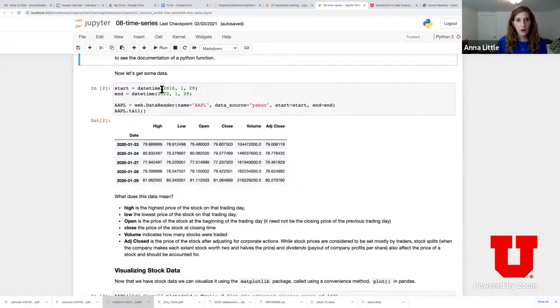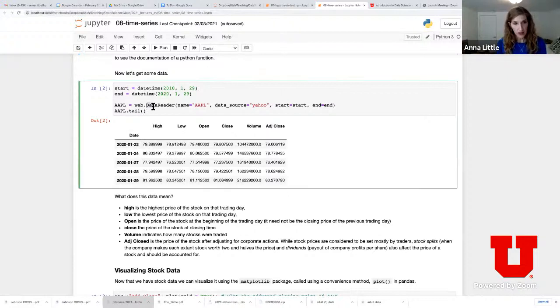All right, but let's get some data to look at. So let's look at a 10-year period from 2010 to 2020. We can use the datetime function to format this appropriately. And then we can use the data reader function. And let's pull some Apple stock. The data source here is Yahoo. And we have our start and our end dates that we're interested in. And so you can see what the resulting data frame is here.